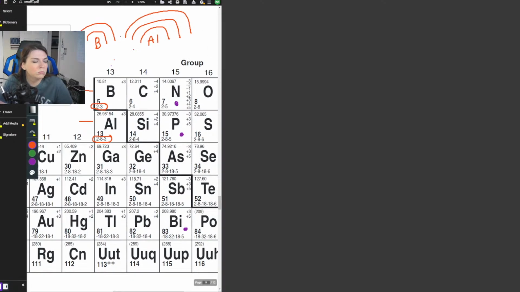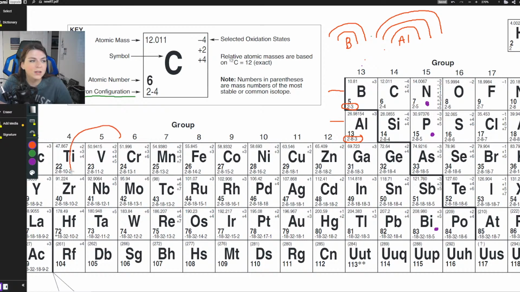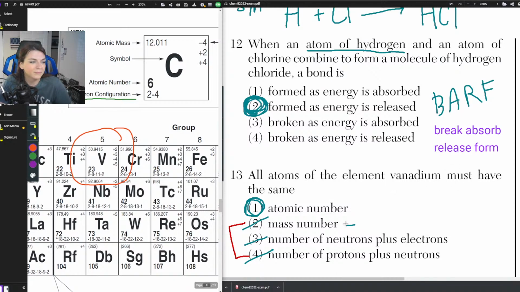Yes, vanadium right here. If it is vanadium, its atomic number is 23. If its atomic number is 24, it's not vanadium, it's chromium. If it's 22, it's titanium. That's just the way it is.